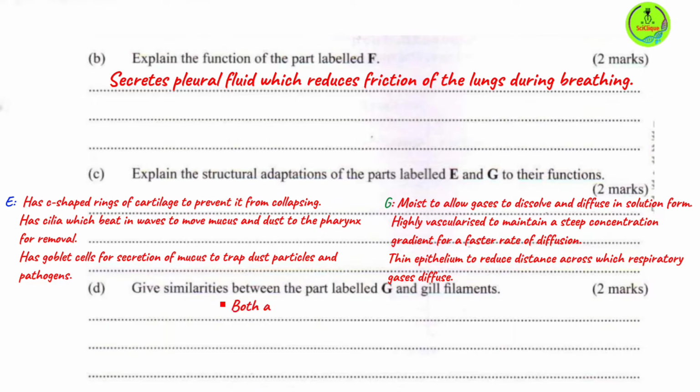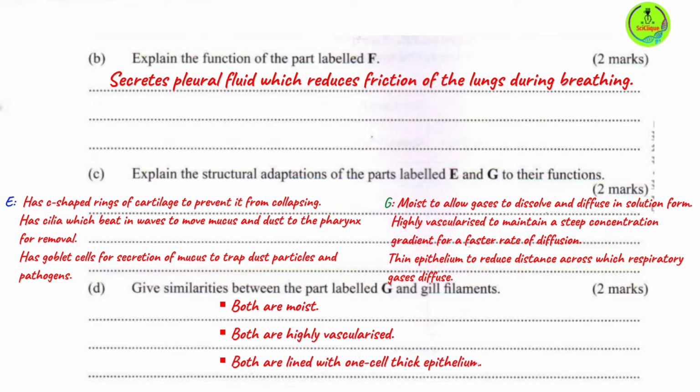So both are moist, both are highly vascularized, and they have a one cell thick epithelium. And another one actually is that they are both numerous. So these are the similarities that they have in common with each other and with other respiratory surfaces. Moving on to question 2.